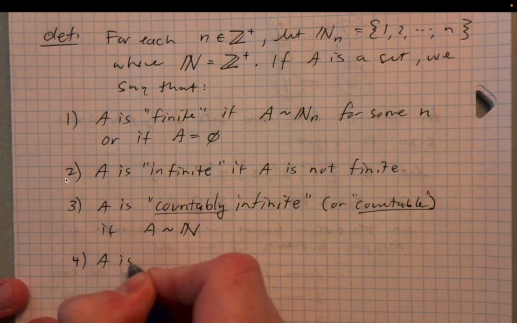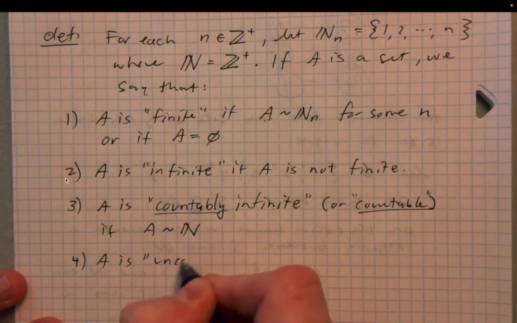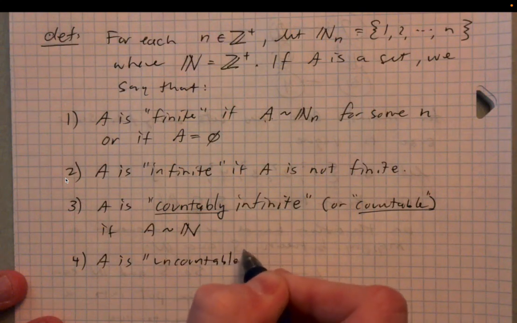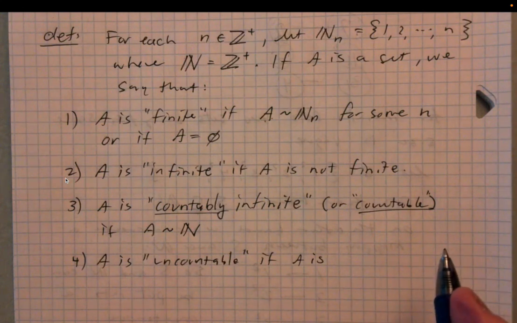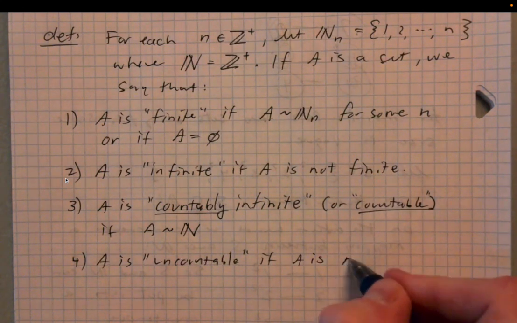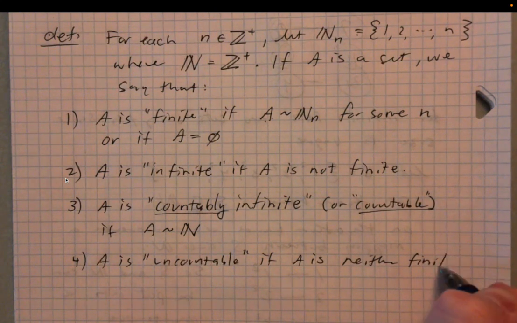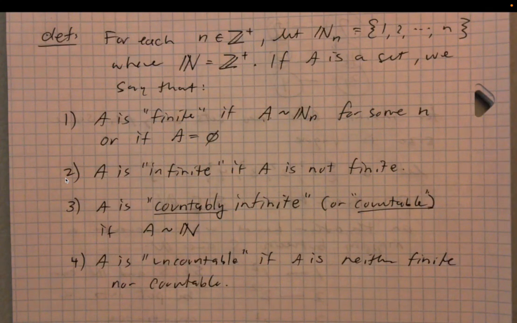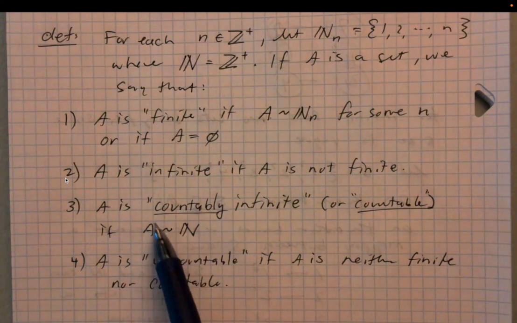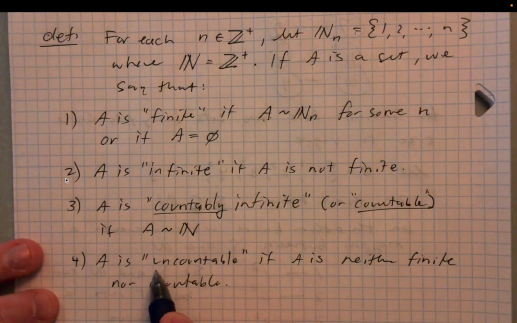Fourth, A is uncountable. It's uncountable if A is neither finite nor countable. So if A is finite, then it's just finite. If A is infinite, it can be countable or it can be uncountable. If it's countable, that means there exists a one-to-one onto function from A to the natural numbers. If such a function does not exist, then we say that A is uncountable.